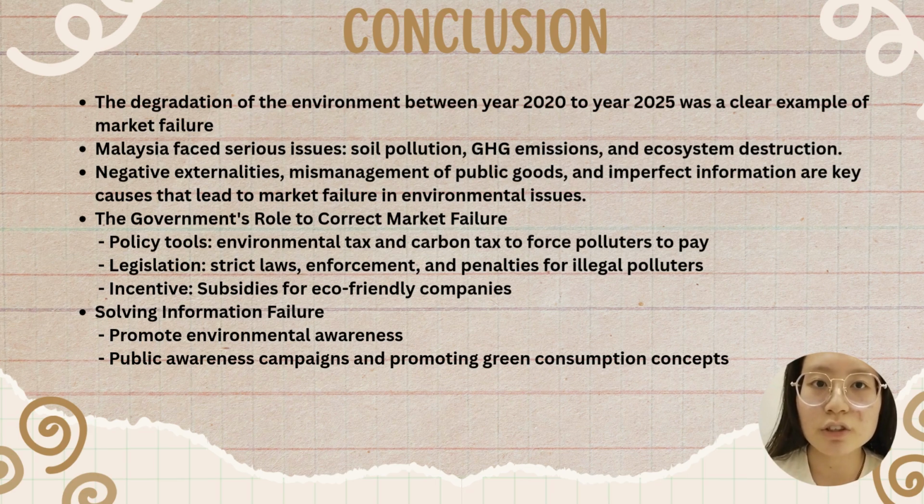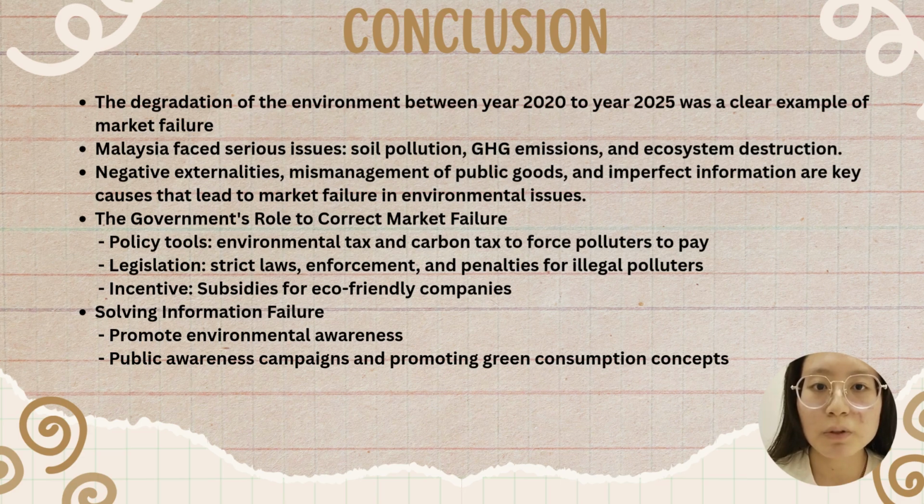Conclusion: the degradation of the environment between year 2020 to year 2025 was a clear example of market failure. Malaysia faced serious issues such as soil pollution, greenhouse gas emissions, and ecosystem destruction. Negative externality, mismanagement of public goods, and imperfect information are key causes that led to market failure in environmental issues. The actions for government in correcting market failure.